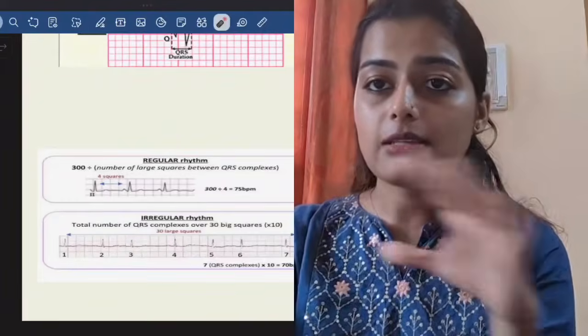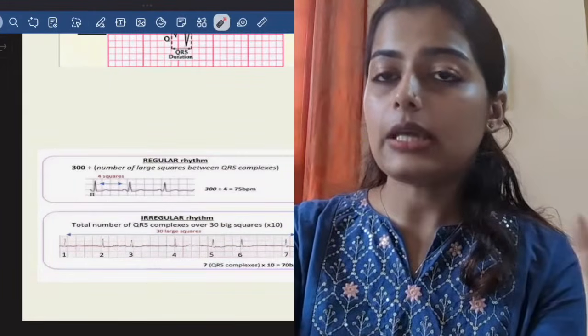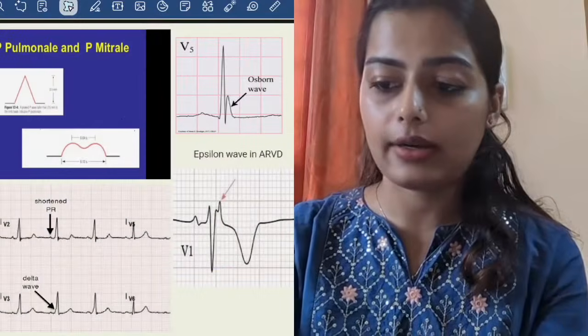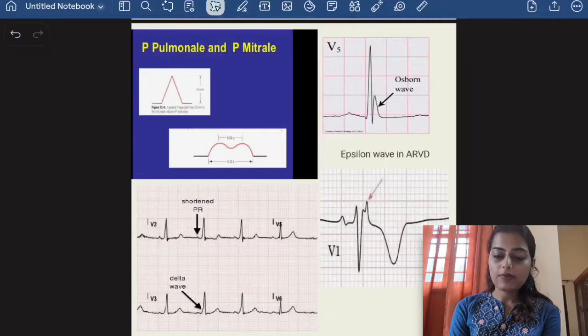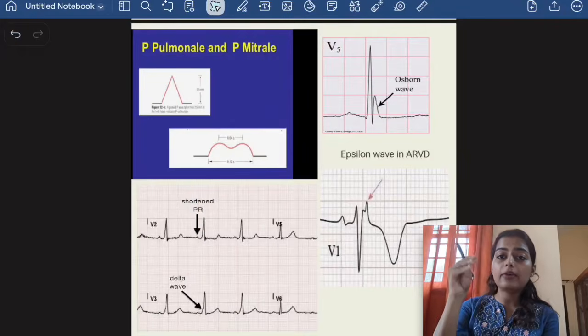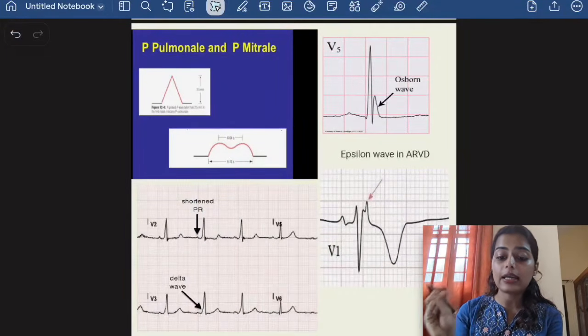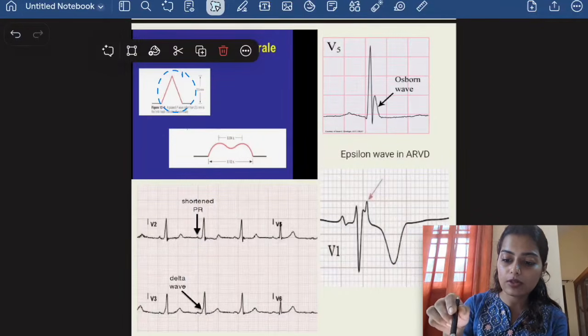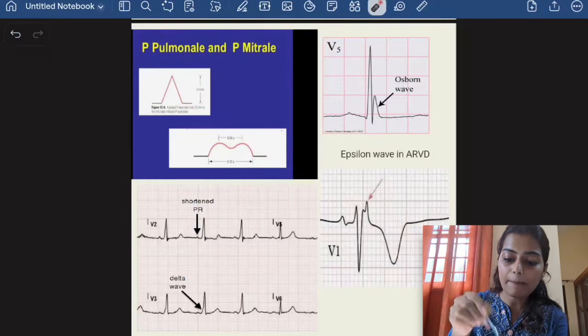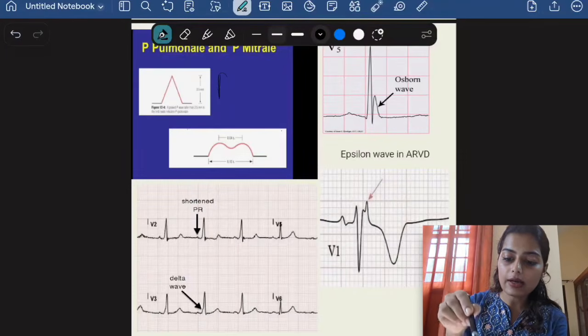So we have dealt with the basic ECG, what the waves represent, what the intervals represent, and the calculation of heart rate. Now let's discuss certain abnormal waves that you can get in an ECG. First, let's talk about P pulmonale and P mitral. What is P pulmonale? In conditions like COPD, when the patient has cor pulmonale, the height of the P wave increases. This indicates right atrial hypertrophy. The P wave becomes tall and pointed. This is known as P pulmonale, seen in right atrial hypertrophy.